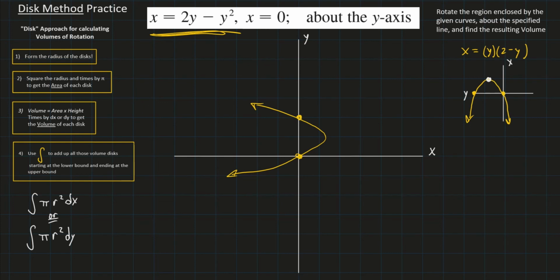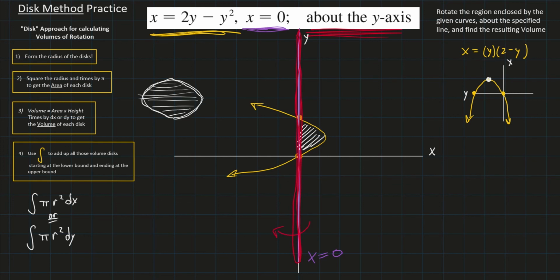Alright, I also have x is equal to 0. All the points with x coordinates of 0, which makes my enclosed region this right here. And we are rotating this area about the y-axis. So just the same x is equal to 0 line right here. If I do that, I get another one of those football shapes. Here's my y-axis of rotation. Alright, so we got to envision those discs.